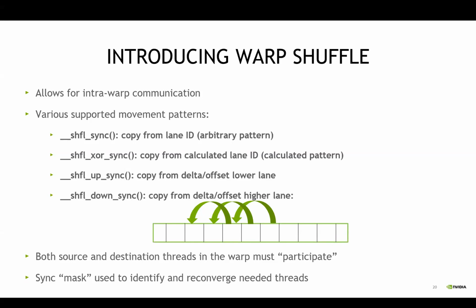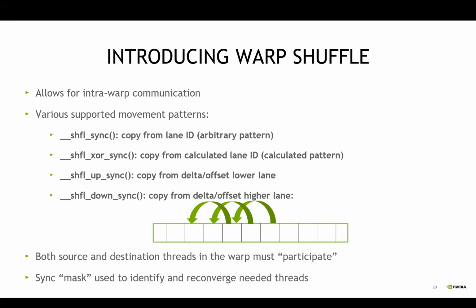A few other things to be aware of when you're using these intrinsics. Both source and destination threads in the warp need to participate. You can write conditional code. In fact, we looked at some conditional code earlier in this session that causes some threads in the thread block to not participate. That was necessary for our sweep reduction, for example.